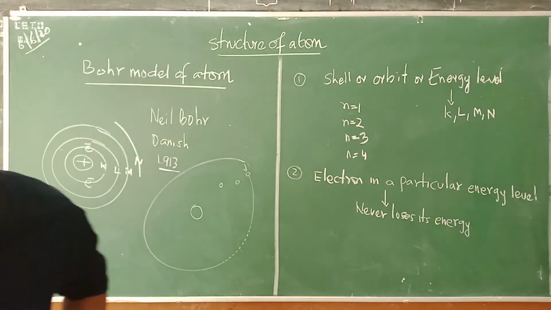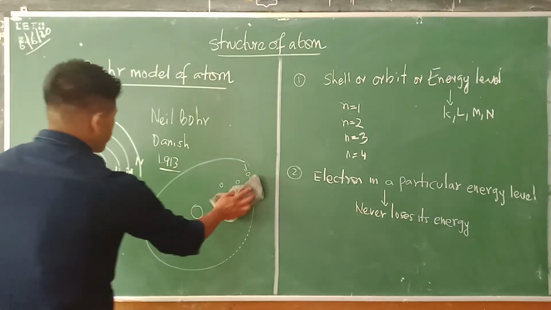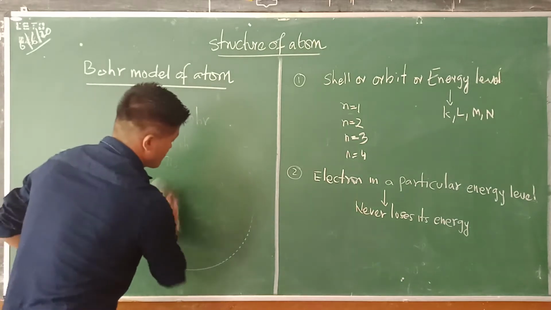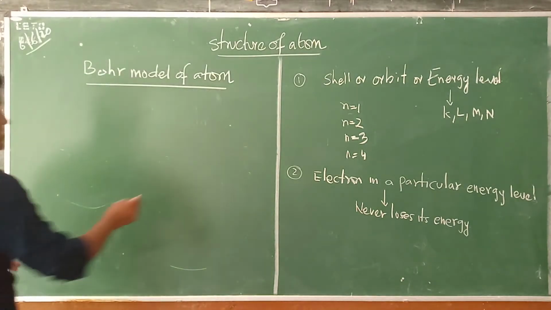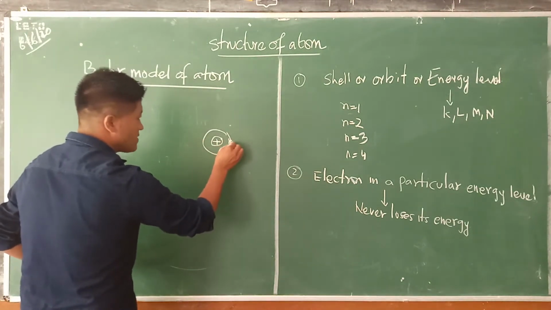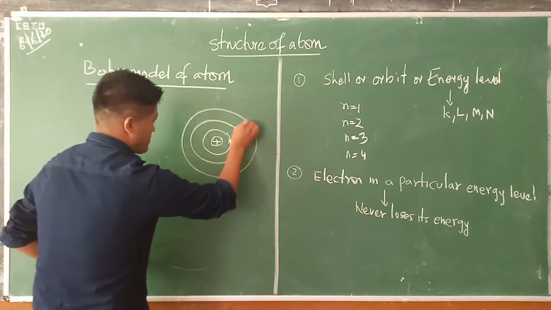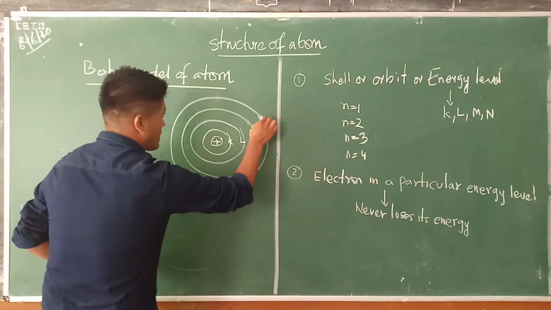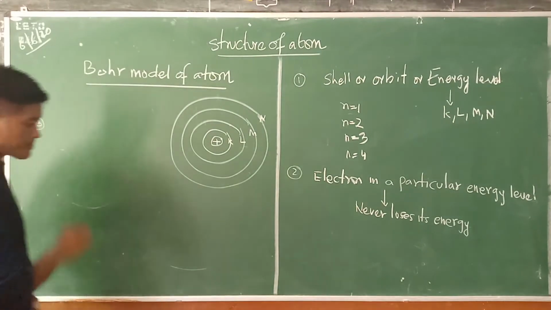Now let us go for the other postulates given by Niels Bohr. I'm going to write here: this is the K shell, L, M, N. Okay? So now, the third postulate.